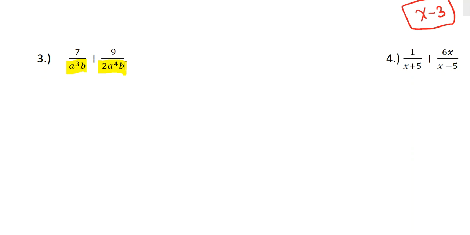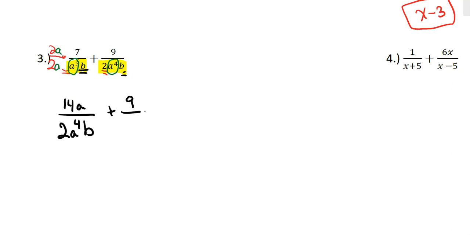So if I notice on the right, it has a 2, but this is missing a 2, so I'm going to multiply the left one by 2 over 2. And then if I compare the a's, this has 3 a's, well this has 4. That means I've got to add another a in there. But if we compare the b's, they both have a b, so we don't have to worry about that. So I don't have to multiply the one on the right, but I do need to multiply the one on the left. So this becomes 14a over 2a to the 4th times b.